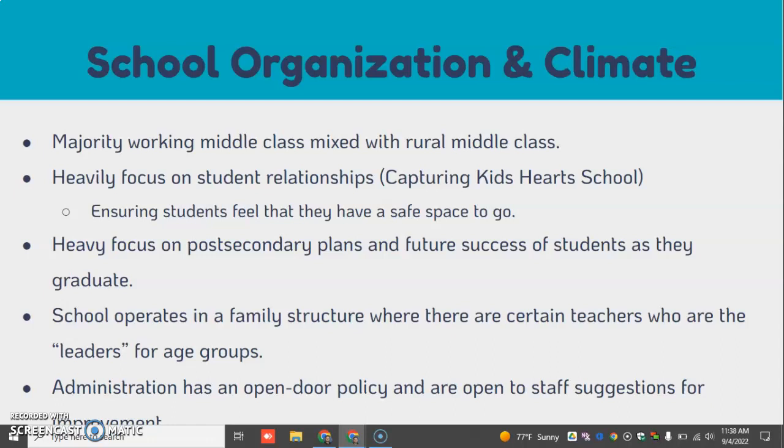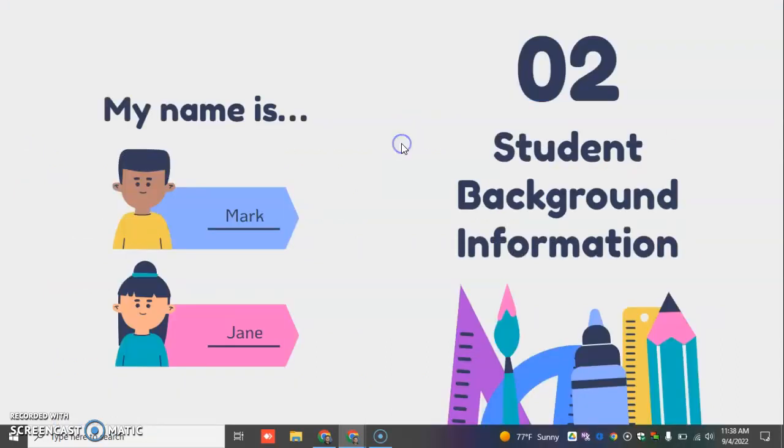Our school, as far as organization goes, really operates as sort of a family structure. We have certain teachers who are leaders for age groups. Mine in particular would be freshmen. And again, our administration has sort of an open door policy and is really open to staff suggestions.